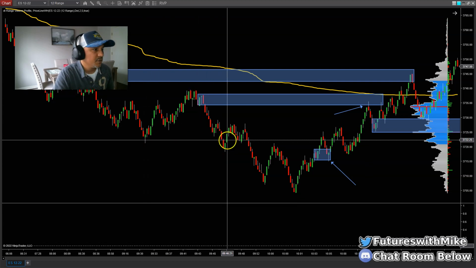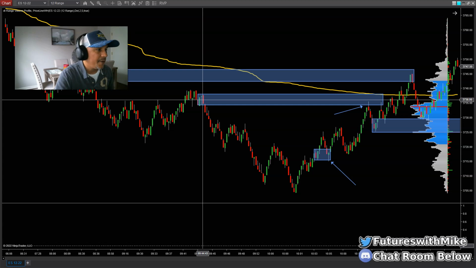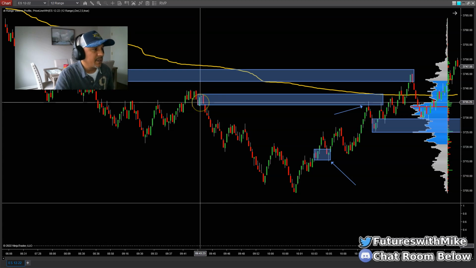Two, what did it also do? It created an area of supply, all right? Think of this: price breaks structure, there must be an area of supply. Always, price breaks structure, there must be an area of supply or demand. In this case here, we're talking about supply. So two, it created an area of supply.